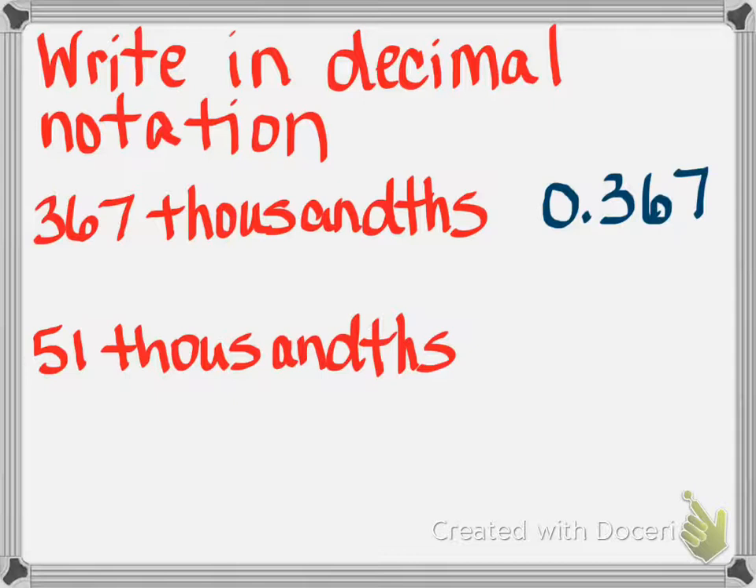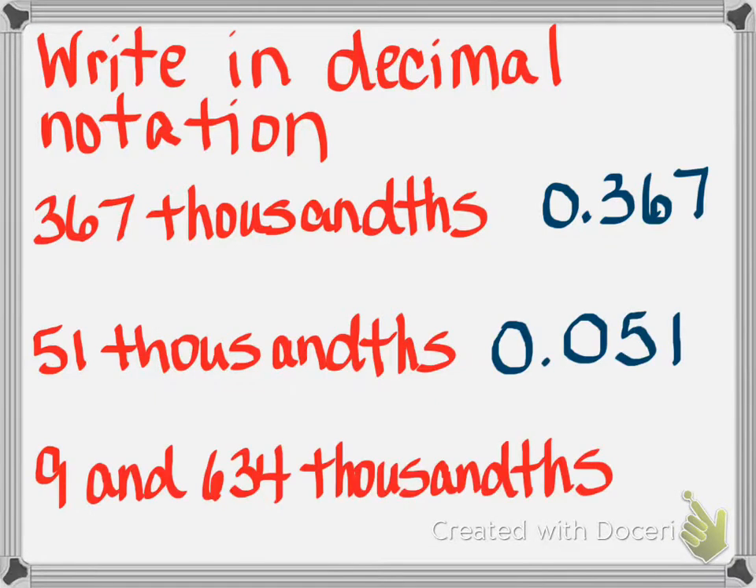If we take a look at the next one, we have 51 and the word thousandths written out. How would we write that in decimal notation? We would write 0, decimal point, 051. And we would pronounce that as 0 and 51 thousandths. Let's take a look at the last one. I've written out in words 9 and 634 thousandths. How do we write that in decimal notation? We would write 9 and 634 thousandths.